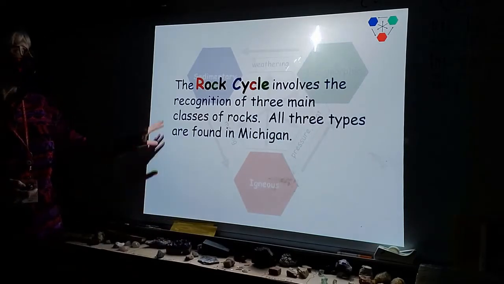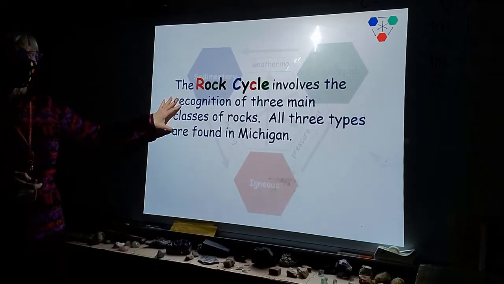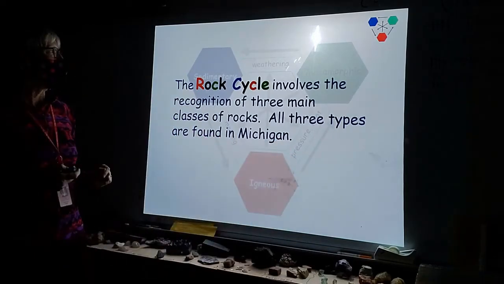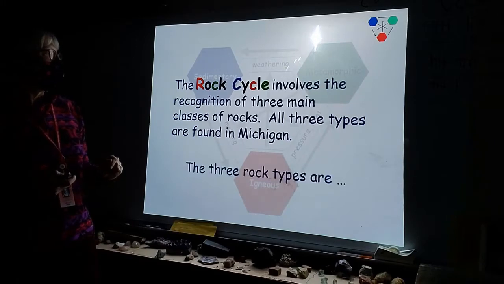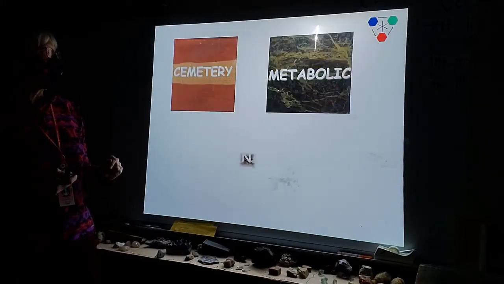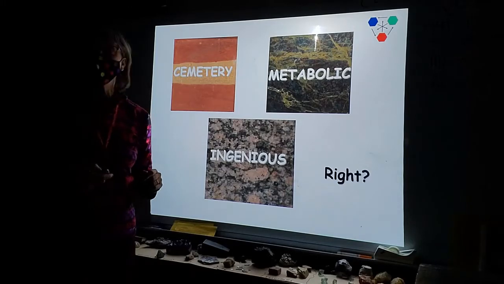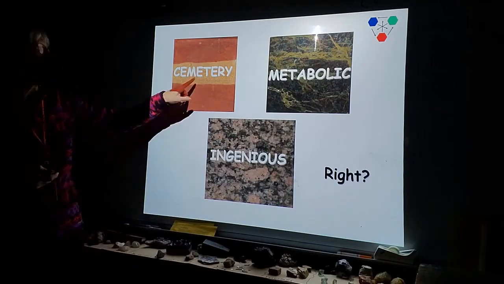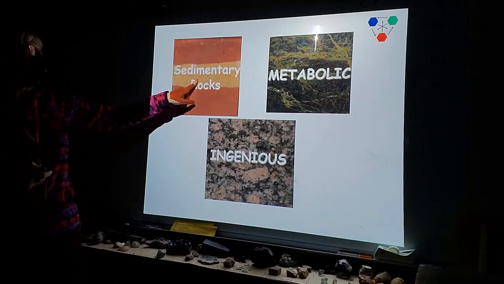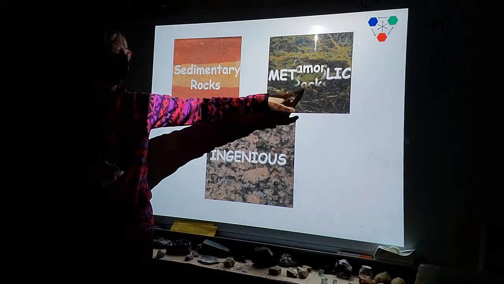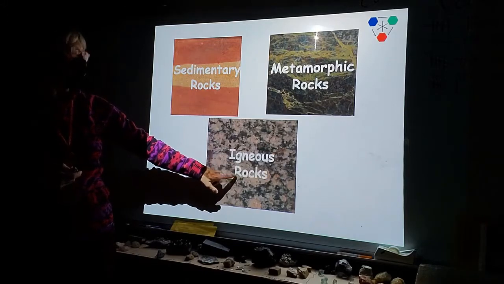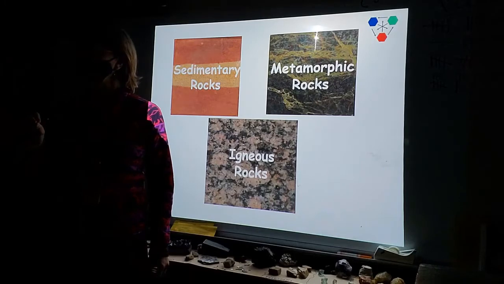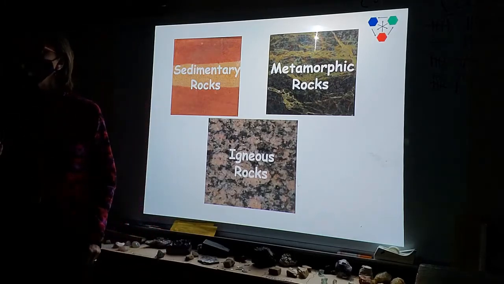And first of all, you have to know that there are three main classes of rocks. All three rock types are found in Michigan. And those three types are cemetery, metabolic, and ingenious. Right? No. Are those the three rock types? No, the three rock types are sedimentary, metamorphic, and igneous. You guys are not writing unless I tell you to, so be careful.